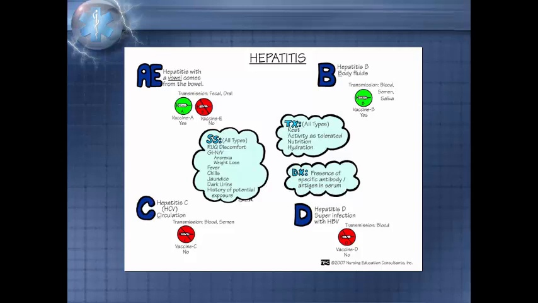Your signs and symptoms: right upper quadrant discomfort, nausea, vomiting, anorexia, weight loss, dark urine, jaundice, fever, chills, lots of fun things, right? So we are treating symptomatically.